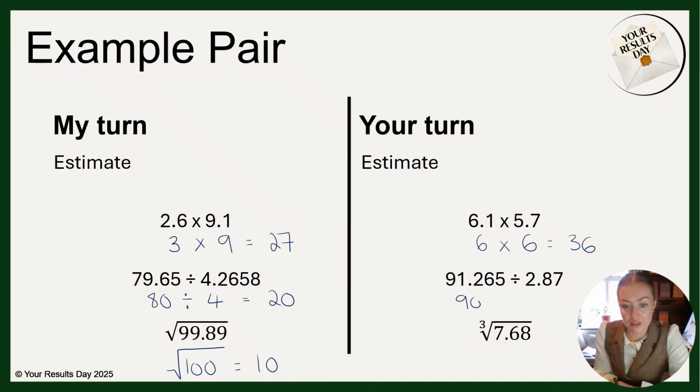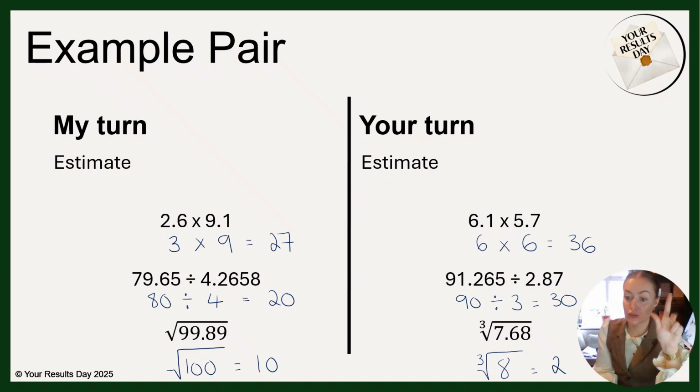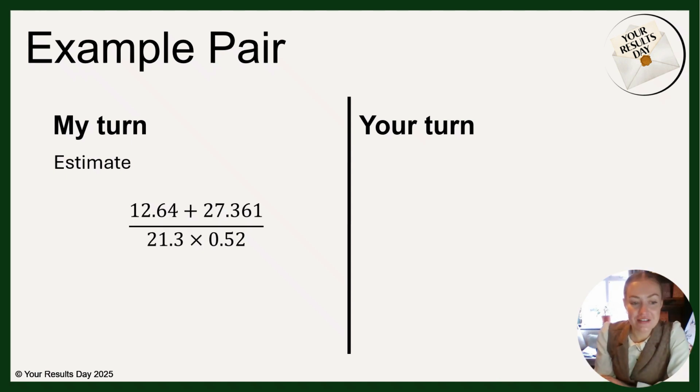91.265 would round to 90. 2.87 would round to 3, and therefore 90 divided by 3 is 30. And then a little bit trickier, you've got the cubed root this time. 7.68 would round to 8, and the cubed root of 8 is 2, because 2 times 2 times 2 is 8.